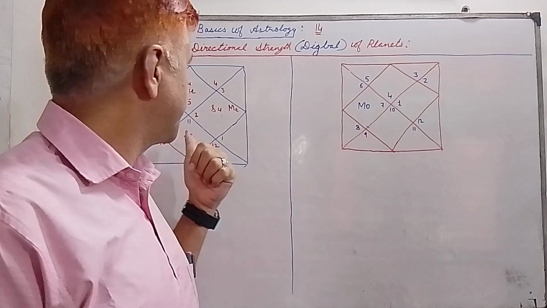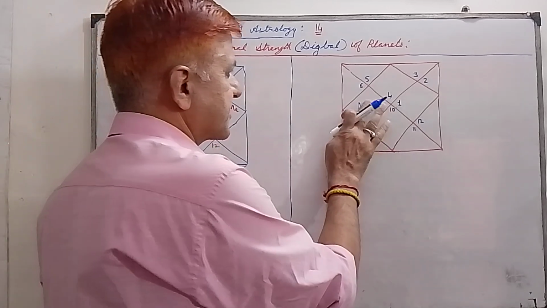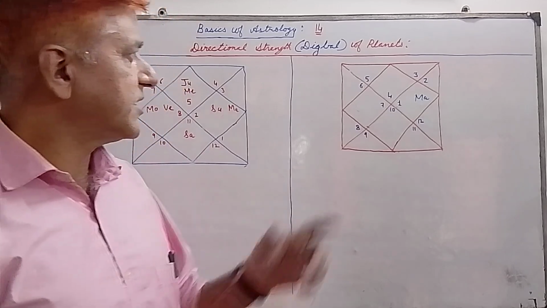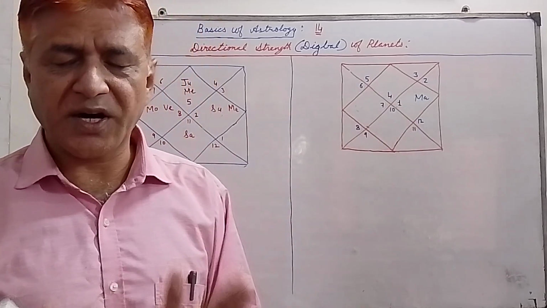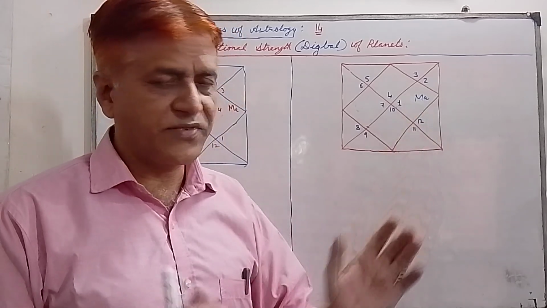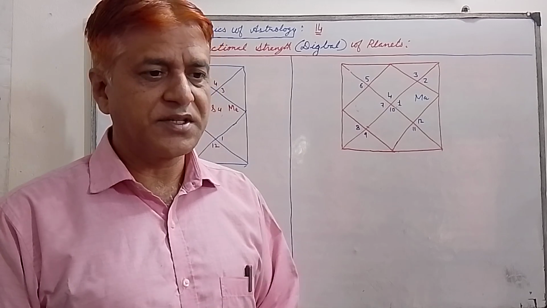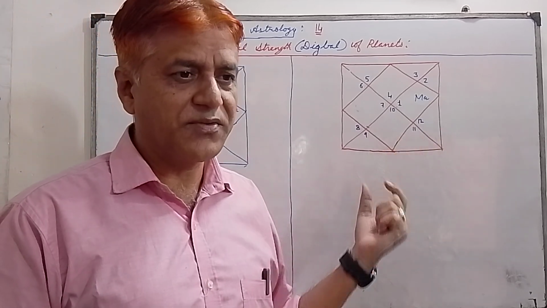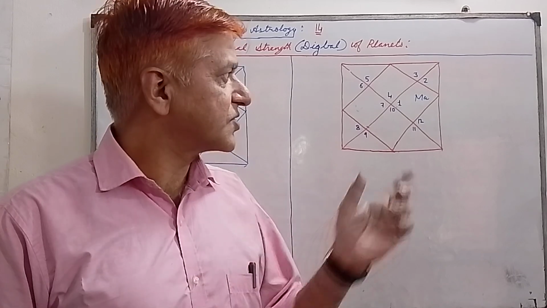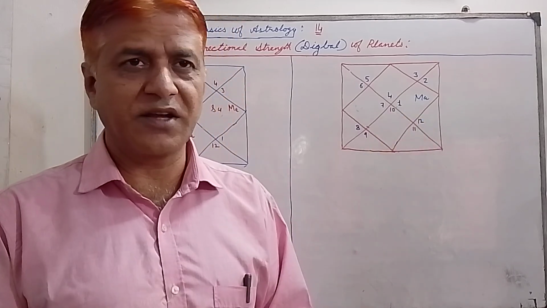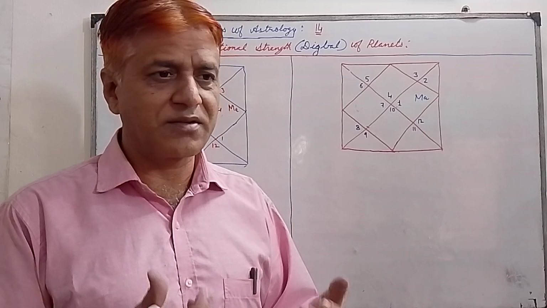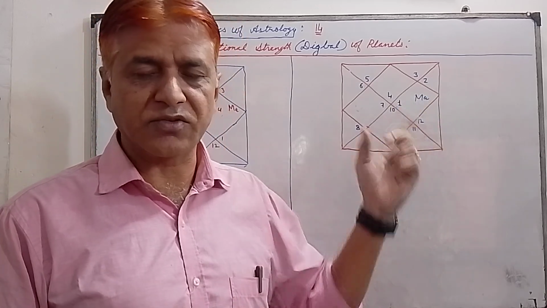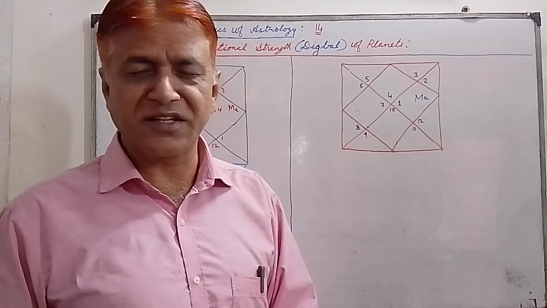Then Mars. If Mars is posited in our 10th house, because in 10th house Mars gets directional strength, Mars represents courage. So the person will be very bold, very courageous, very energetic, very aggressive, and he will get victory over his enemies. If a person faces any type of problem or suffering, he will face that challenge head on. This will be the quality of Mars in 10th house, because it gets directional strength there.